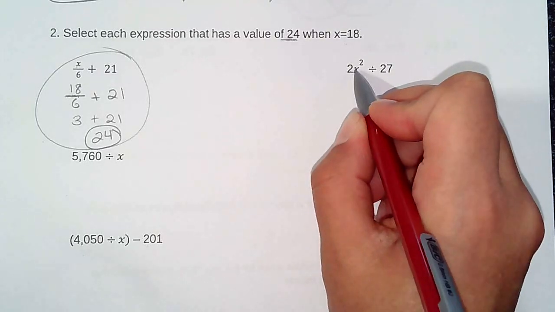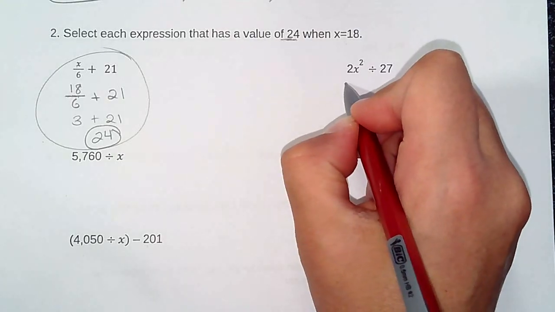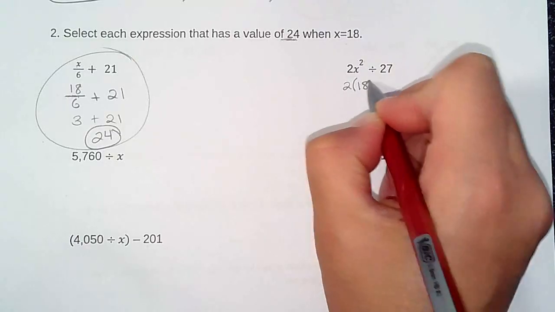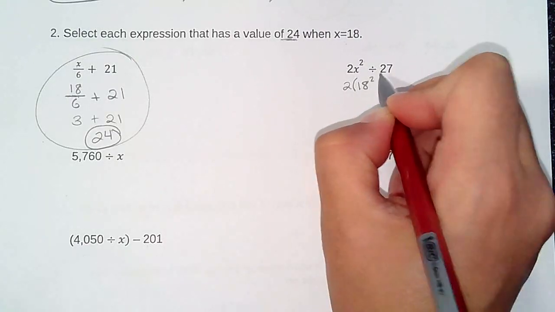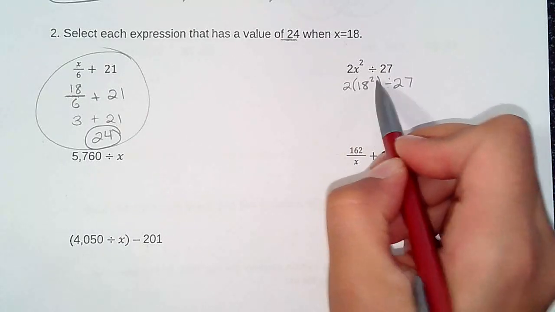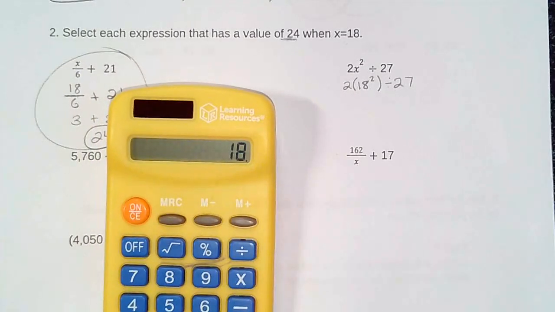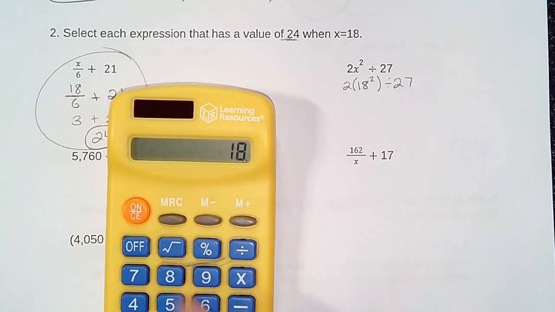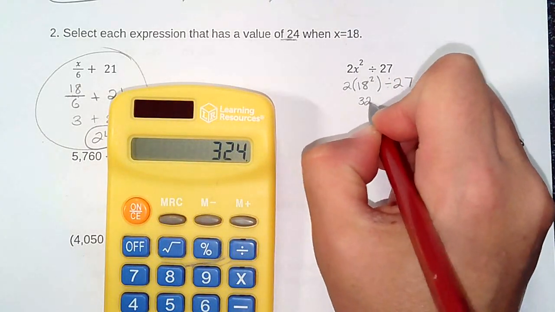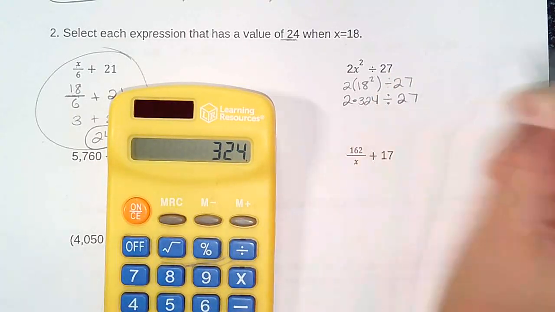Here I have 2 times x to the power of 2 divided by 27. So I'm going to write 2 times, instead of x, I plug in 18, 18 to the power of 2 divided by 27. Well, what is 18 to the power of 2? If I plug it in on my calculator, I have to do 18 times 18, and I get 324. And I rewrite the whole expression.